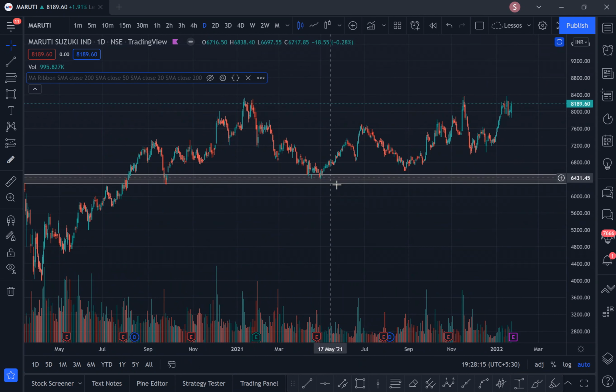So I personally prefer to use moving average convergence divergence to find out whether I should enter when the bounce up is happening from the support zone.